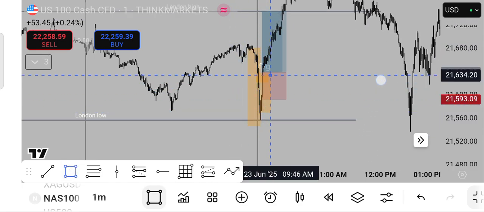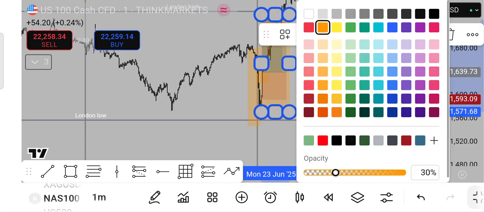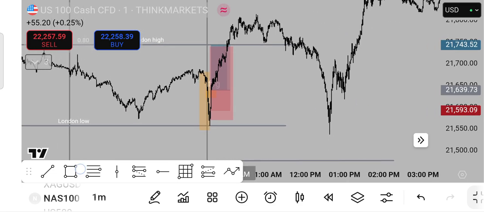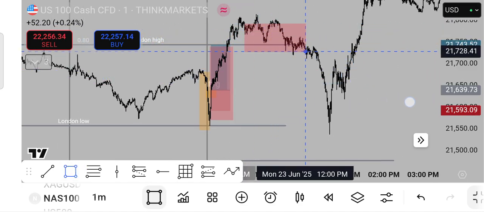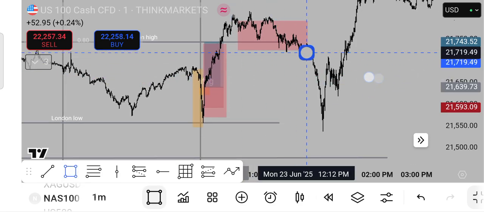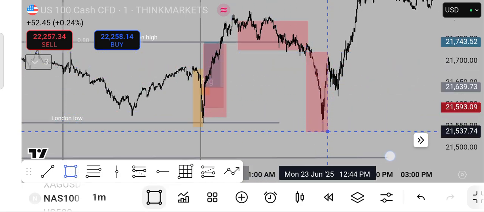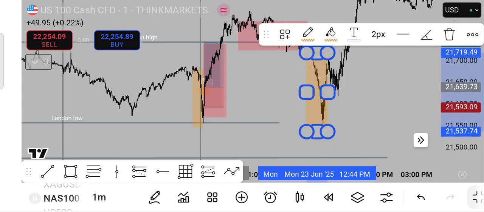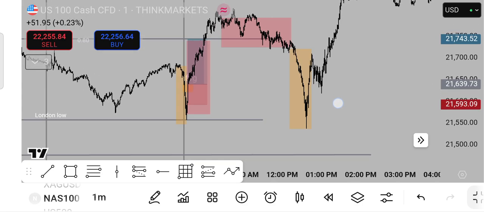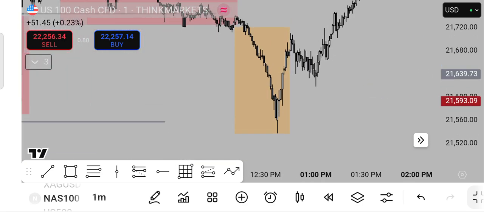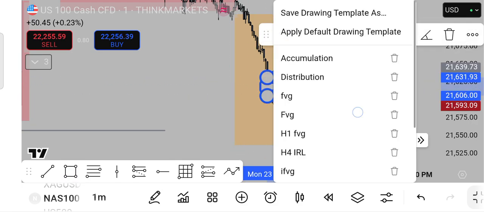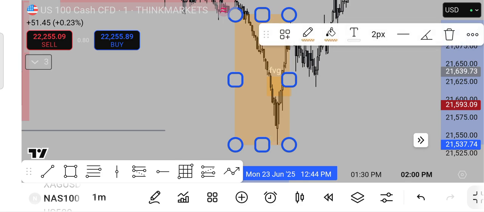And this is displacement, and this is displacement, and at PM session again this accumulation happens, and then at the opening of PM session, this manipulation happens, and then you can see another setup formed here, where an FVG got broken and inversed.